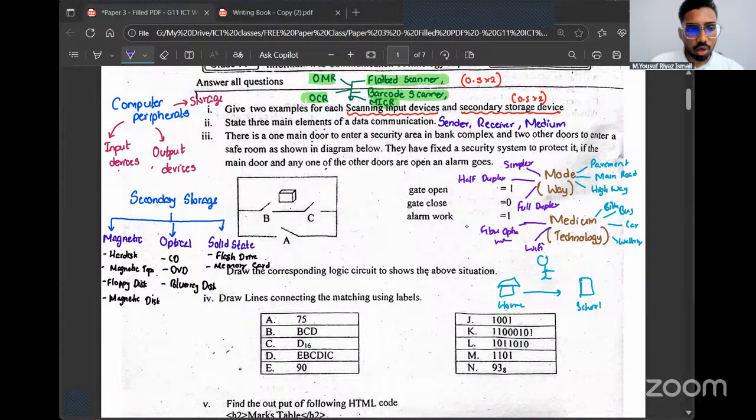So yeah, out of these three, if you had mentioned sender, put half marks. Receiver, half marks. Medium, 1 mark.